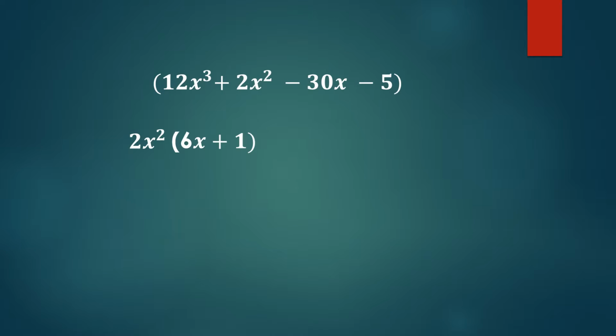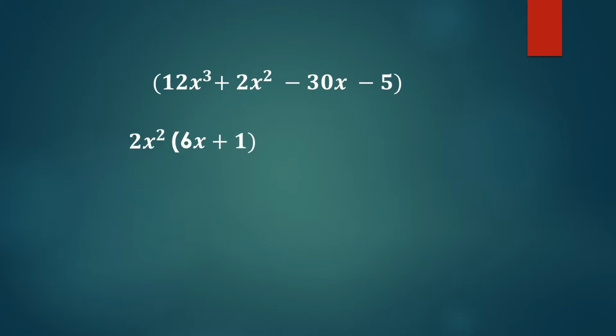That's the second problem. The third problem we had to do, we had this polynomial, 12x cubed plus 2x squared minus 30x minus 5. Again, look at the first two terms. What can factor out of both of these first two terms? Well, you can factor out an x squared, and you can also factor out a 2 out of each of these terms. So you can factor out 2x squared. And if you divide 12x cubed by 2x squared, it gives you 6x, and 2x squared divided by 2x squared is 1. So we're almost there.